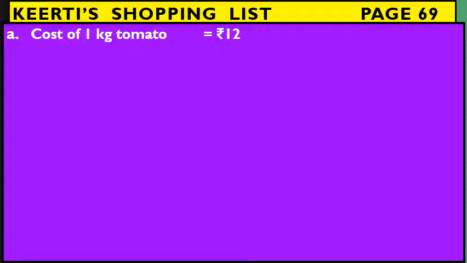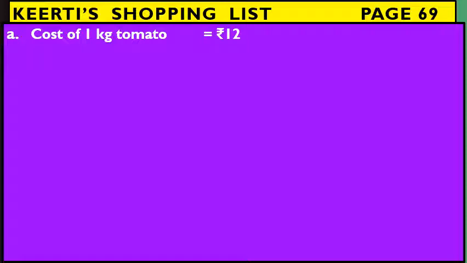Now 1 kg tomatoes cost rupees 12. 1 kg potatoes cost rupees 10. 1 kg onion cost rupees 16. 1 kg carrot cost rupees 18. And 1 kg gourd, that is dudhi, cost rupees 8.